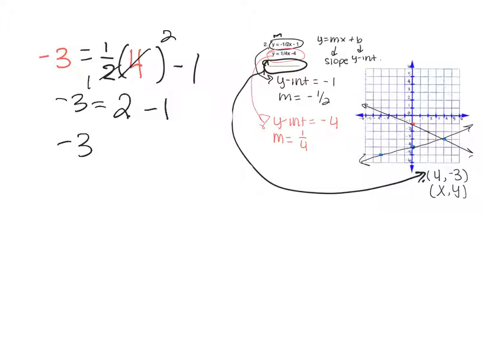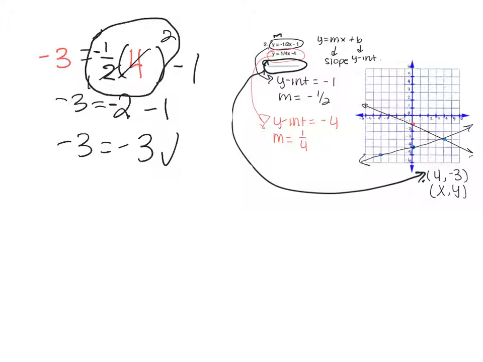Oh, this is a -1/2 out here. I almost got caught up. -3 equals -2, because this becomes a -2 right here. Minus 1. -3 equals -3. That checks. I can do that again for the second problem.